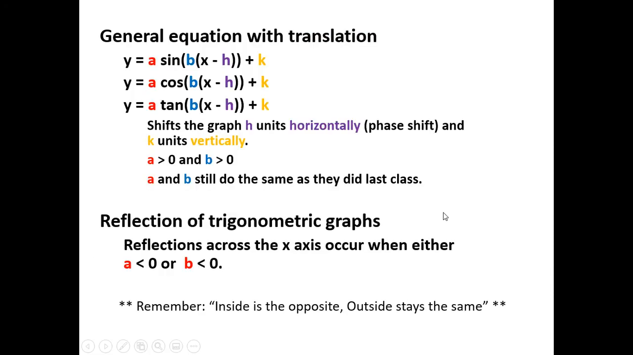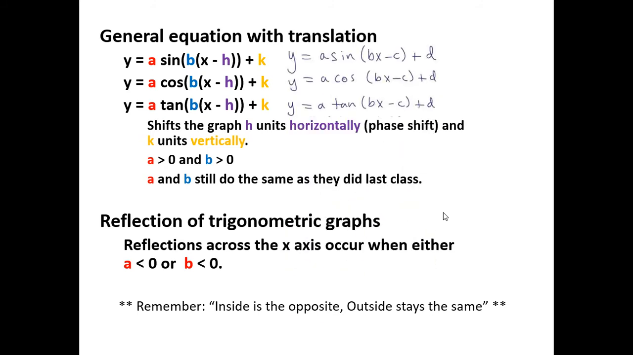So here are the general equations with translation. So last time we looked at a sine of bx and a cosine of bx and things like this. But now we're going to add in h and k, where h shifts it horizontally, that's the phase shift, and k shifts it vertically up and down. So another way to look at this is with these variables like this, where h is equal to c divided by b and k is equal to d. So these are just two ways of writing the same equations.